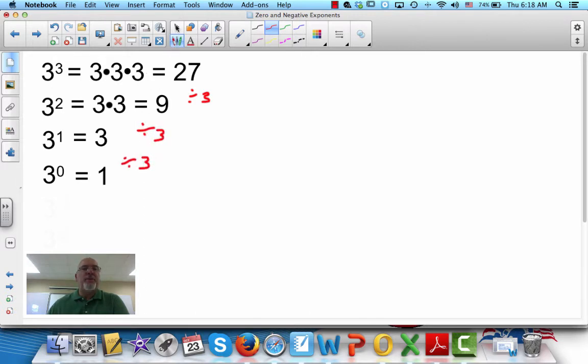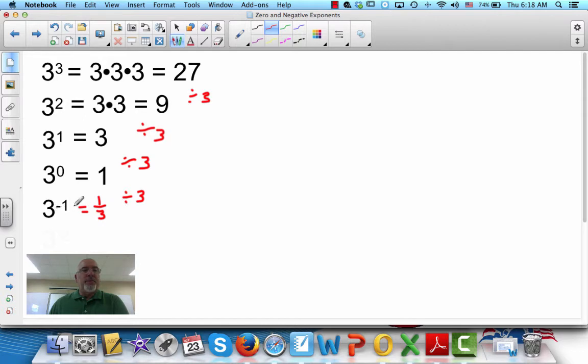So what's going to happen with the next one? We go 3, 2, 1, 0. What's the next number that would come up? 3 to the negative 1. So 3 to the negative 1 is going to be the same number divided by 3. So it's going to be 1 divided by 3. So that gives us 1/3.